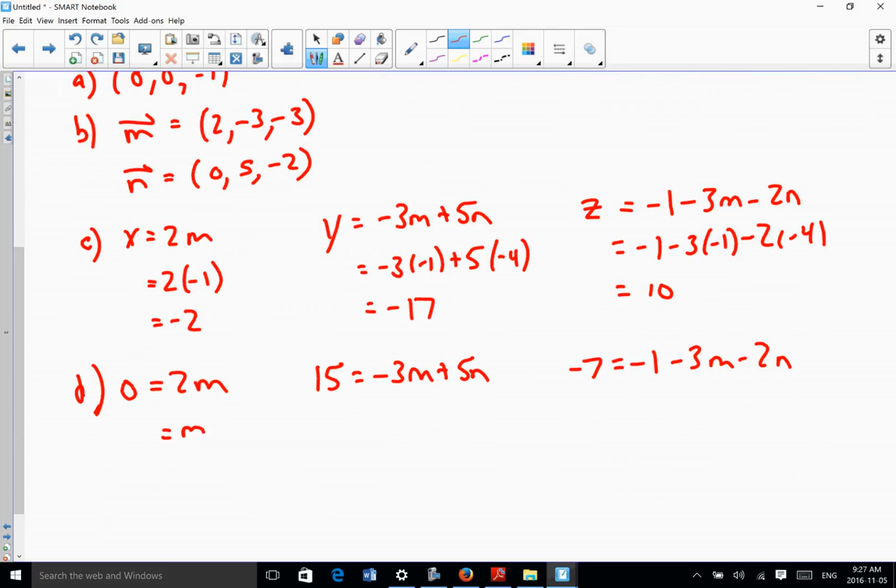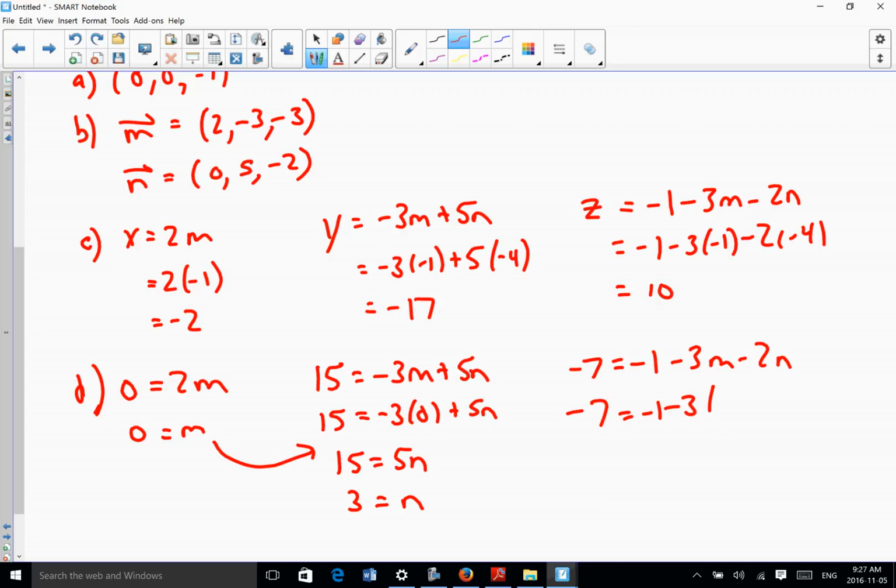Well, if we solve this one, it comes up to 0. We can now use that one in here. Solve for n. So n will have to be 3. And use both of those to solve the last one. So we just figured out that m was 0 and n was 3. So basically at this point we're checking, right? Negative 1 minus 0 minus 6. Hey, I got the right answers. So do my little check there. It's kind of a handy thing.